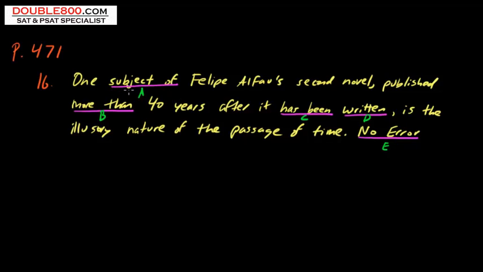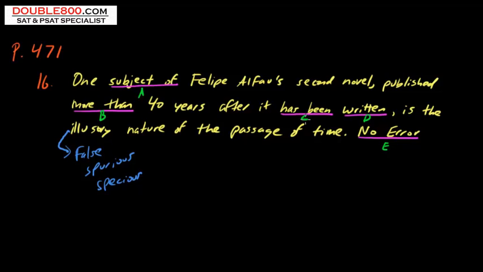So here we've got one subject of this author. There's nothing wrong with subject of, no glaring mistake. Published more than 40 years, more than perfectly fine. After it has been written is the illusory nature of the passage of time. Now, illusory is a good word. This obviously is just a little for vocab, and this means false, spurious, and specious are a couple of good words. You keep that in mind for the reading, but we have to deal with tense here.